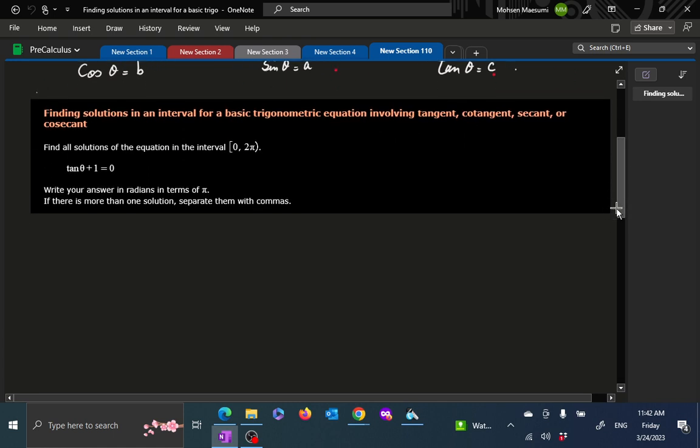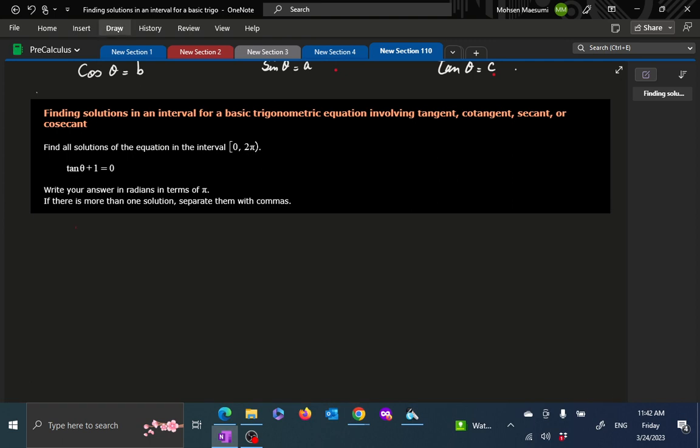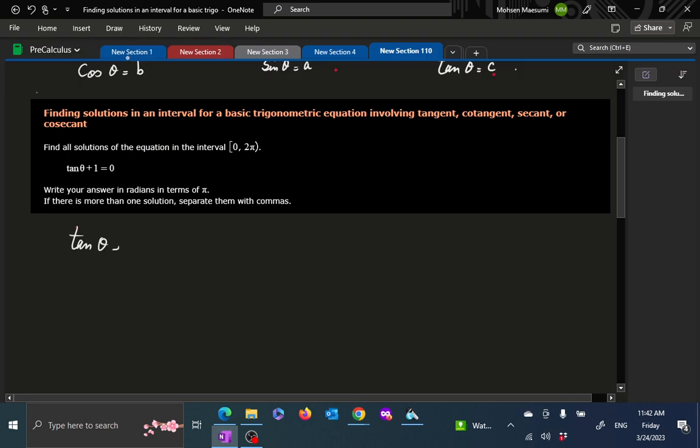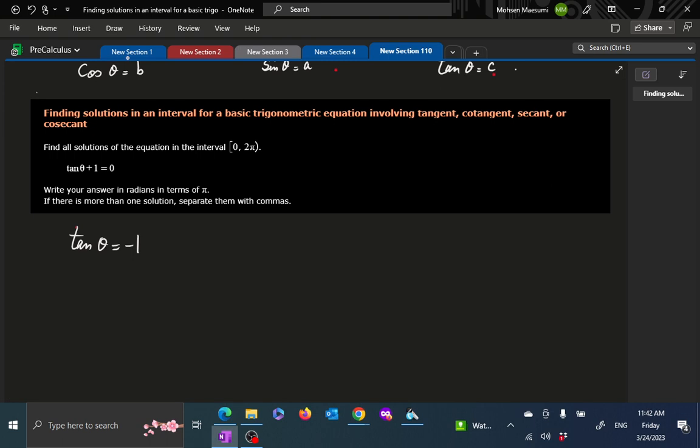Tangent of theta plus 1 equal to 0. We want to find the solution in the interval from 0 to 2 pi. So that obviously tells us that tangent of theta is equal to -1. Now, of course, we could go ahead and look up in our table or in our unit circle and get our angles. So we say theta is equal to 3 pi over 4, or theta is equal to 7 pi over 4, and that would be done from the table.